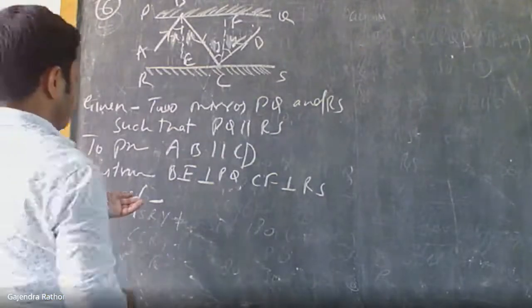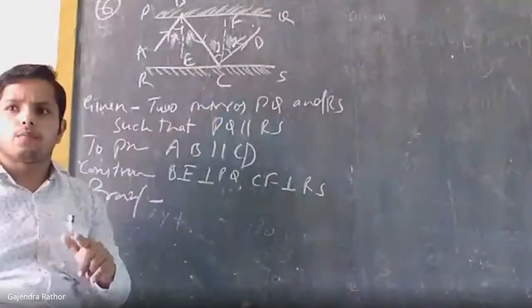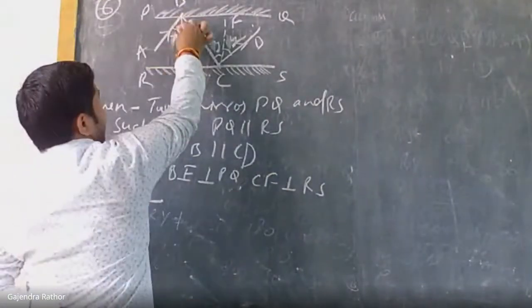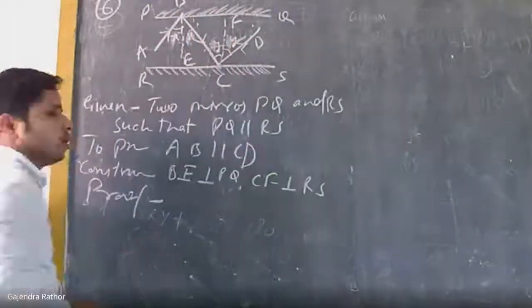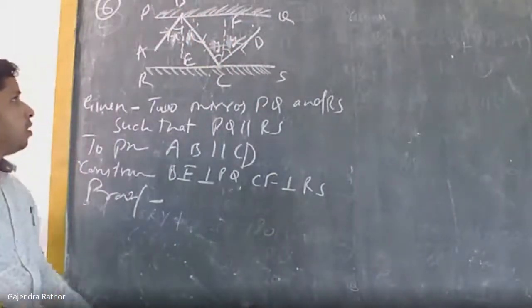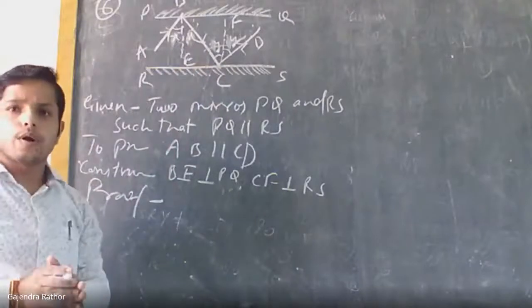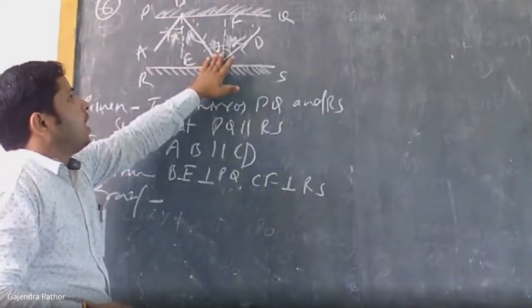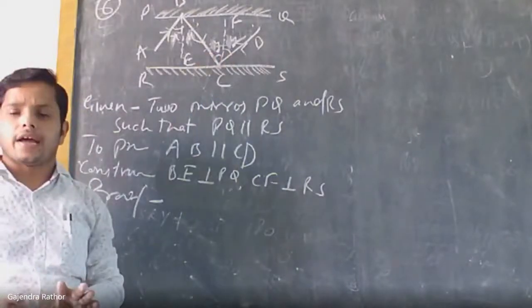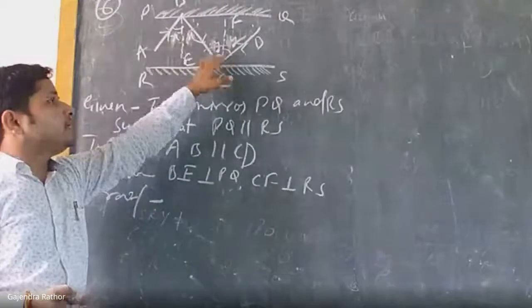Okay. So to prove AB parallel to CD, we need to prove only one point. If these angles are equal to each other, then we can show that AB is parallel to CD. Why are these equal? Because these angles are the alternate interior angles. So we will try to equalize these angles.